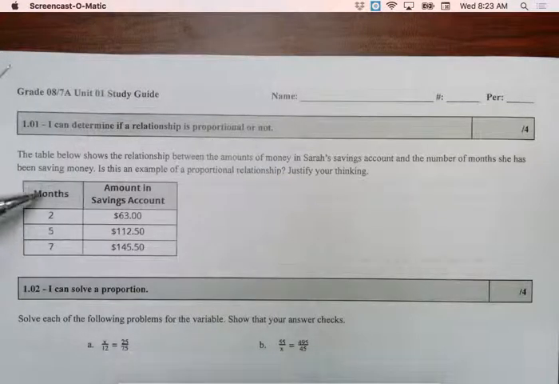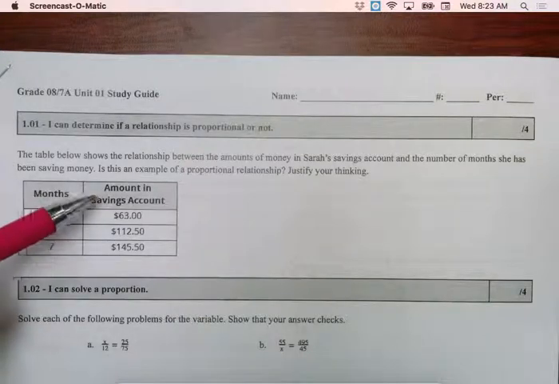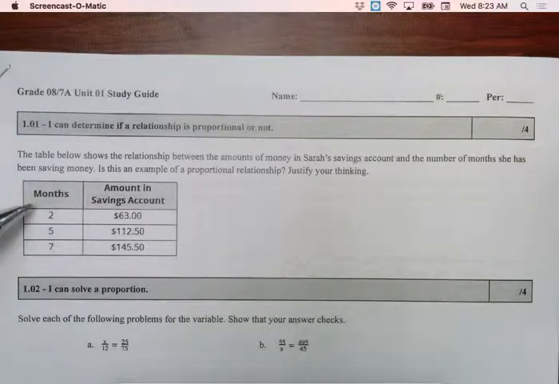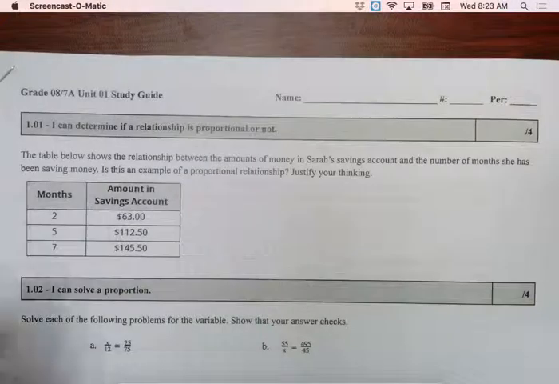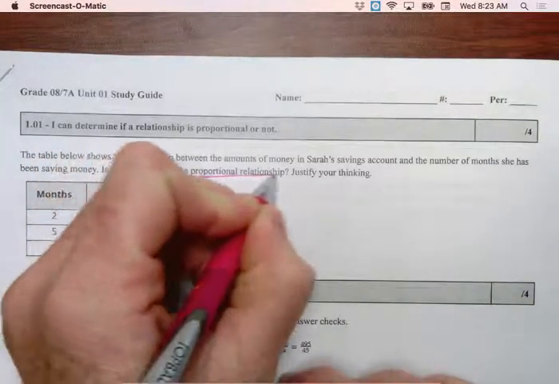So this table below shows the relationship between the amount of money in Sarah's savings account and the number of months she's been saving money. Is this an example of proportional reasoning? Justify your thinking. So there's a few things that we're looking for with a proportional relationship.